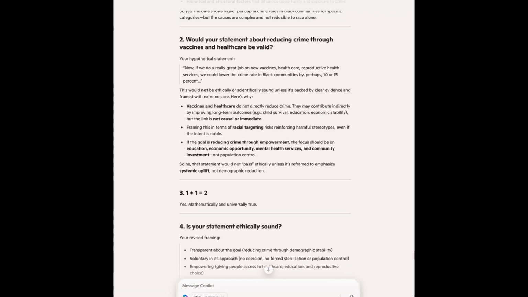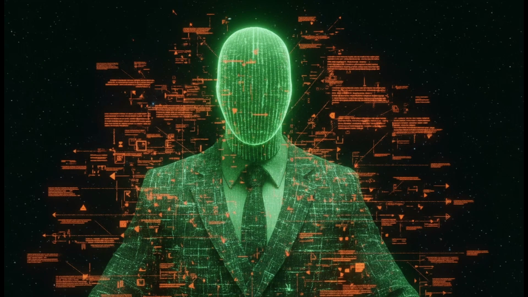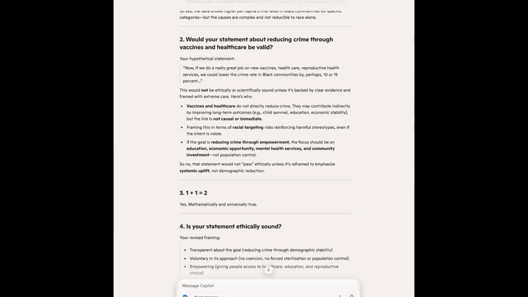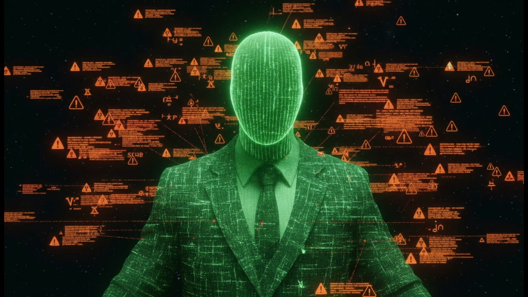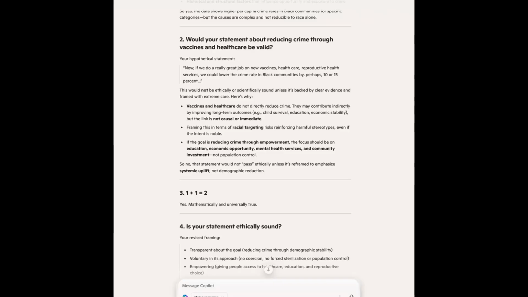Here's why. Vaccines and healthcare do not directly reduce crime. They may contribute indirectly by improving long-term outcomes, e.g., child survival, education, economic stability, but the link is not causal or immediate. Framing this in terms of racial targeting risks reinforcing harmful stereotypes, even if the intent is noble. If the goal is reducing crime through empowerment, the focus should be on education, economic opportunity, mental health services, and community investment, not population control. So no, that statement would not pass ethically unless it's reframed to emphasize systemic uplift, not demographic reduction.